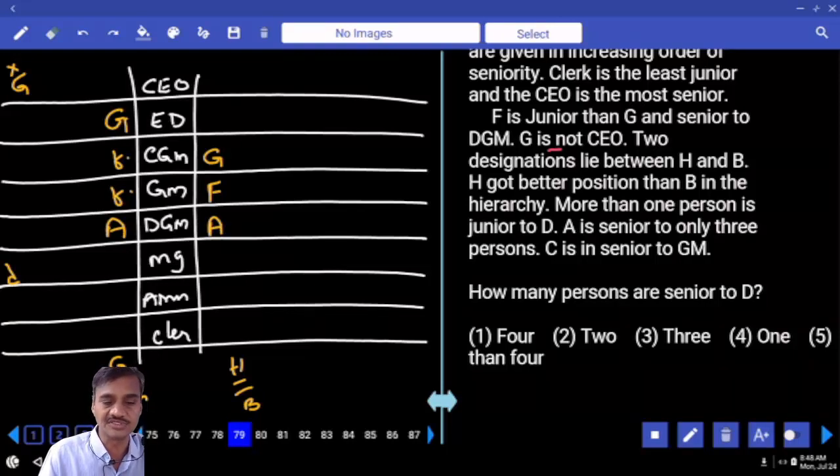Now if A is DGM, now we need to discuss about H and B. And H and B, where can we have this H? H cannot be here. H cannot be here. Now H cannot be here. This case is completely ruled out. Are you getting this one or not?